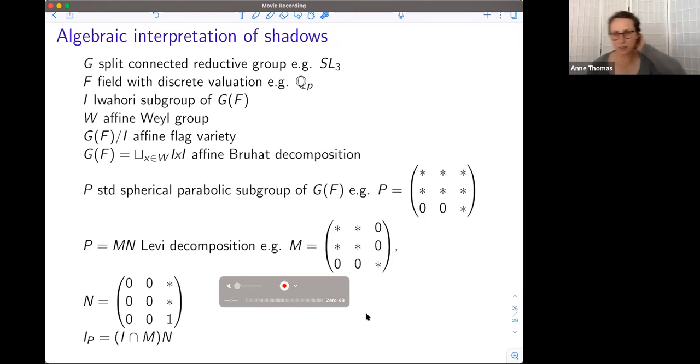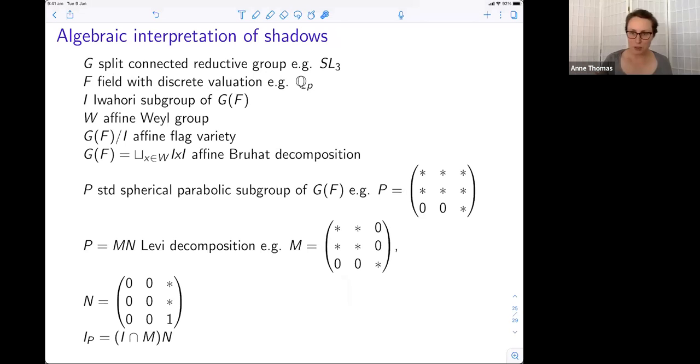Okay, so this is unavoidable when doing this stuff. Okay, so we have a split connected reductive group. So please just think about SL3. Have some field with a discrete valuation.